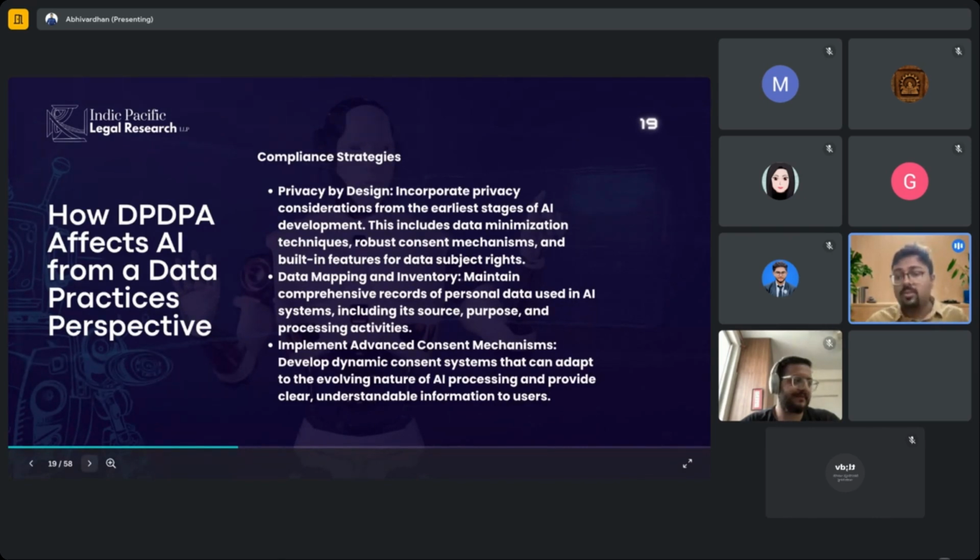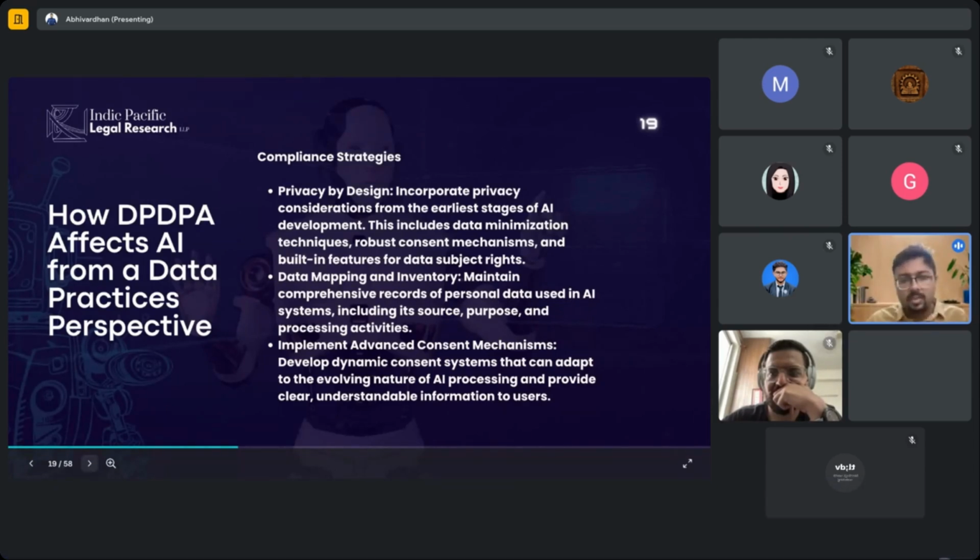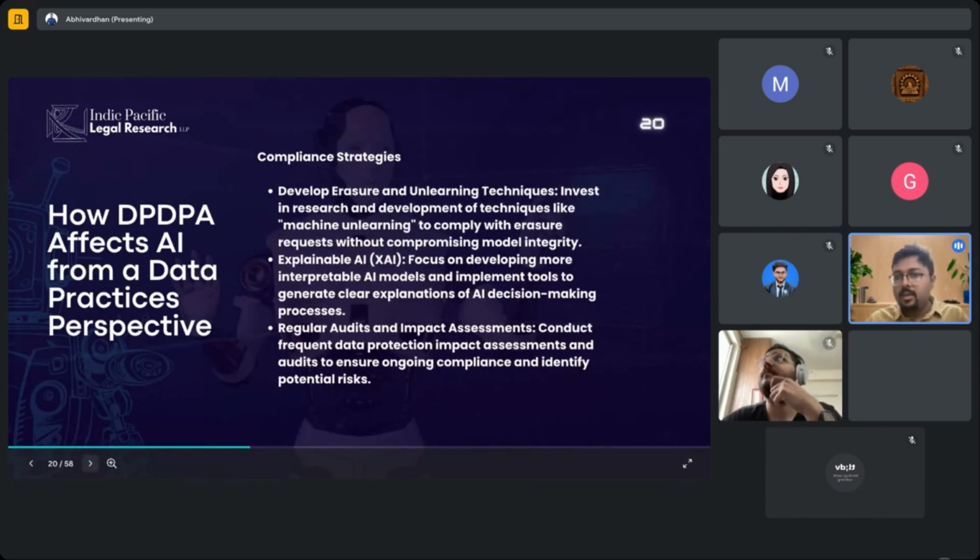Data mapping is keeping a comprehensive record, so that you define a table as to why you are doing something, like a to-do list or a not-to-do list. That is a very important dilemma. Advanced consent mechanisms is the same thing as I said, so I'll discuss more in the sector side. And again, same about erasure, same about explainability, same about audits.